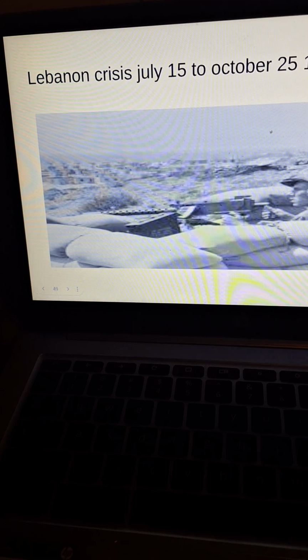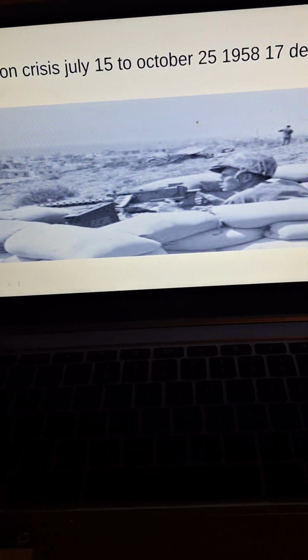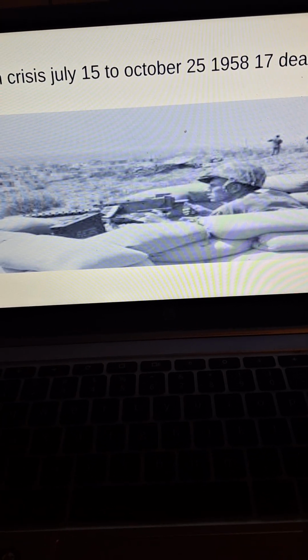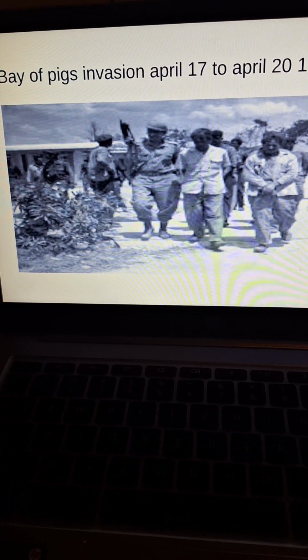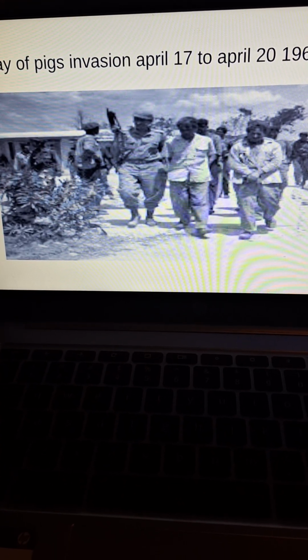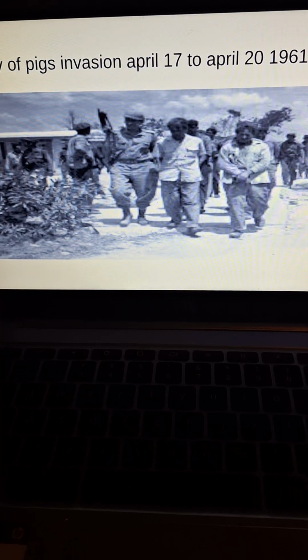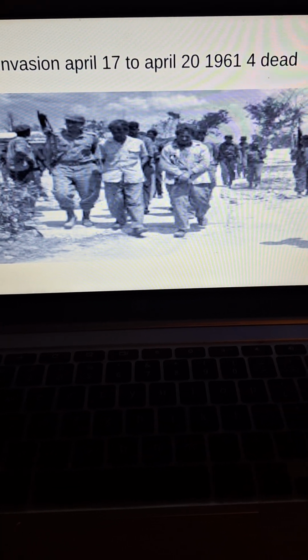The Lebanon Crisis, July 15th to October 25th, 1958. 17 Americans dead. The Bay of Pigs invasion, April 17th to April 20th, 1961, 4 Americans dead.